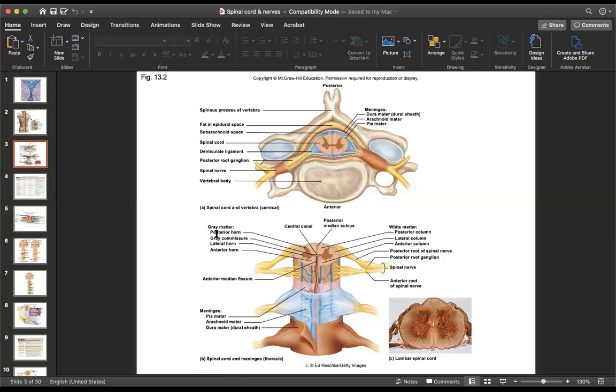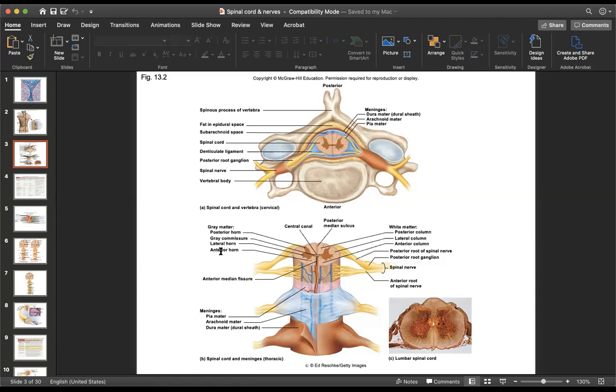So in the gray matter, you have a posterior horn, or dorsal horn, and you have a lateral horn. Now, the lateral horn in the gray matter is only found in the thoracic region. That is something that's associated with your autonomic nervous system, and it's only found in the thoracic area.